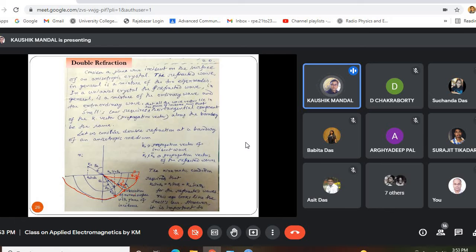So in case of a uniaxial crystal, one will be a sphere, another will be an ellipsoid. For one particular surface, your k value remains constant. Whatever your direction of propagation, k1 will remain constant, because k1 is representing the radius of the corresponding surface. But for the other surface, particularly the ellipsoidal surface, the k values are no longer constant, rather they change with the direction of propagation.